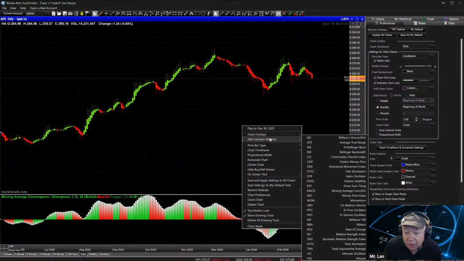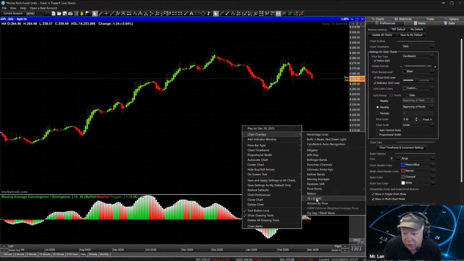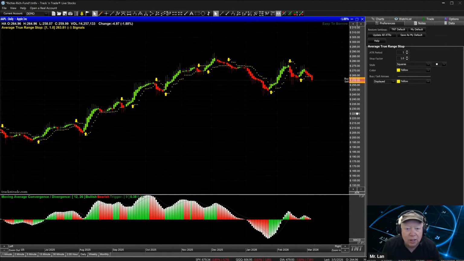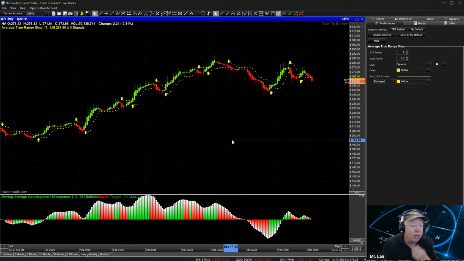So we're going to go chart overlay, and we're going to come into the ATR. This right here, ATR. I love the ATR. It's one of my favorite indicators, and the reason is because it's just a basic moving average with a stop attached. So you come in here to ATR period.